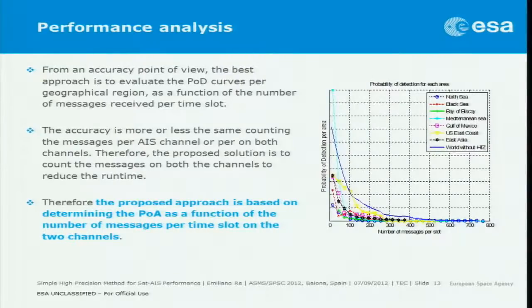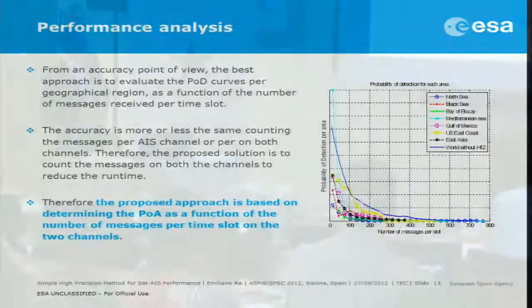So out of the 4 techniques we analyzed, we found that the best approach for this extrapolation is to consider the probability of detection per area as a function of the number of messages summing the two AIS channels, because considering just one of the two doesn't really make a difference in terms of accuracy of your extrapolation, but it still allows you to gain some simulation time.